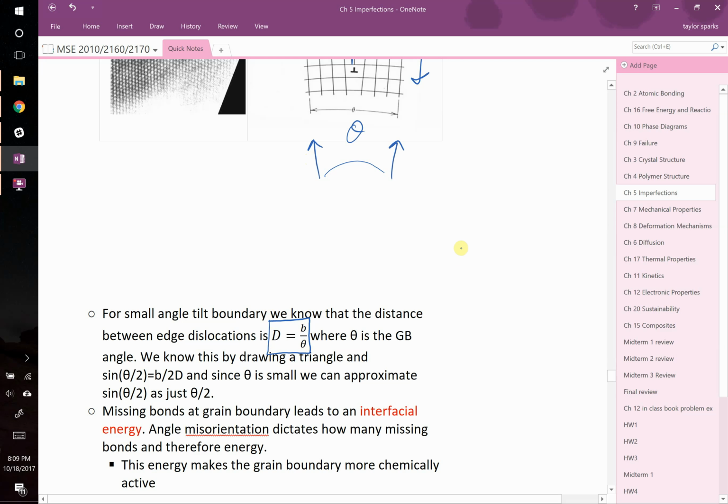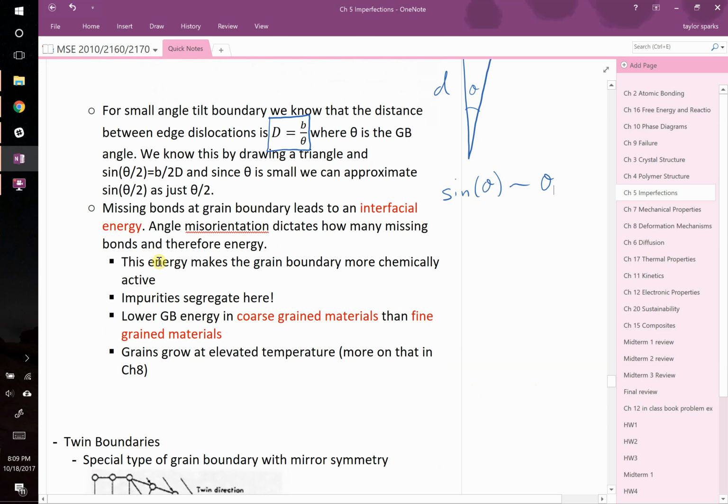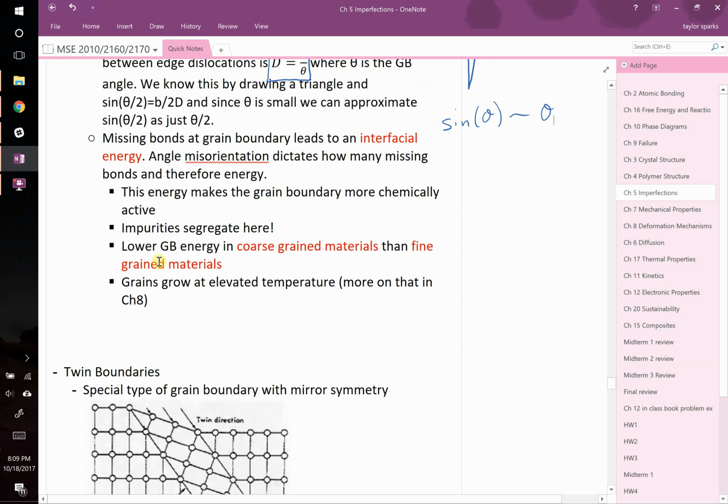And again, how we know that is you're basically drawing a triangle like this. This is b, that length there is b. You're calling this d, right? And you know that this is theta. So to figure out the distance between those, we take advantage of the fact that the sine of a small angle, theta, is approximately just equal to that angle. And that's what allows us to write that d is equal to b divided by theta. Okay, that's grain boundaries.